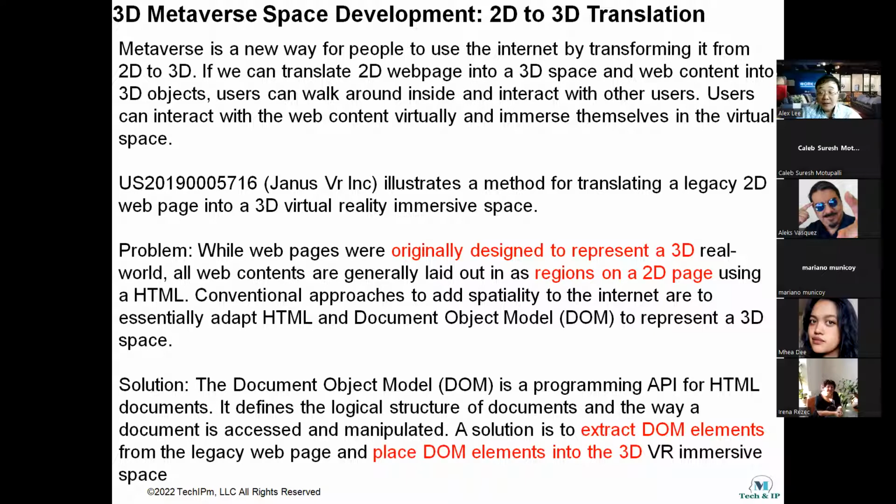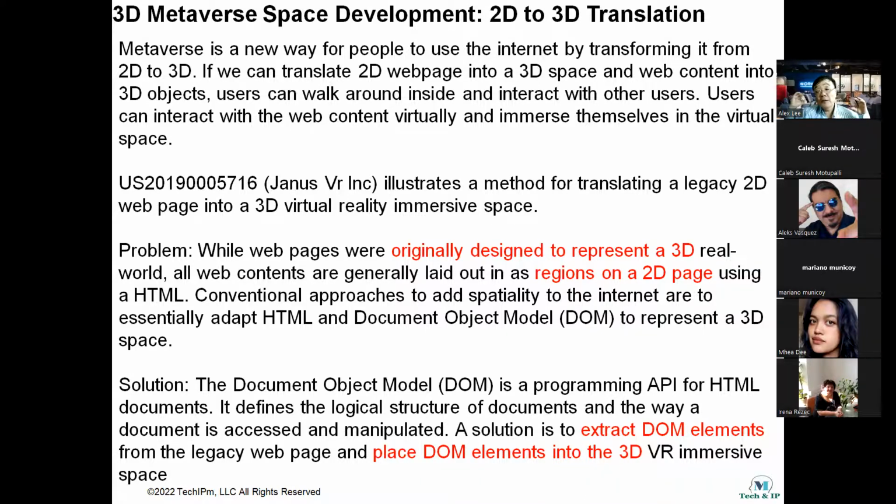I don't have in-depth knowledge about this technology, but what they did was this: the document object model is the programming API for HTML documents. So you can extract DOM elements from the legacy website and press the DOM elements into 3D via an immersive space. So they found a way.